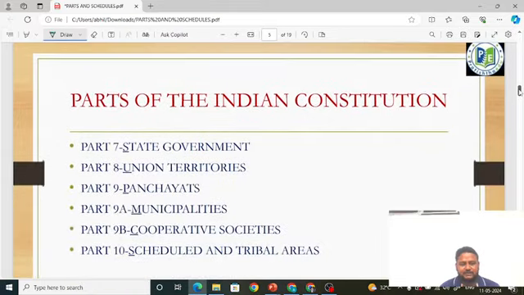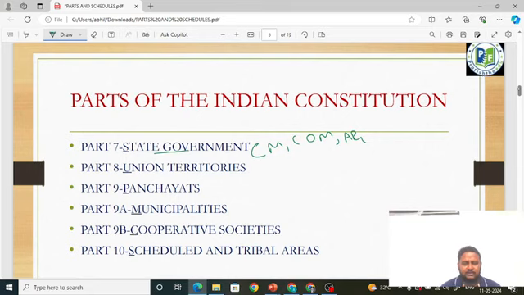Next, moving forward, we learn what part 7 is. See, part 6 talks about the union government. The union government will include who? Prime Minister, Council of Ministers, Attorney General and all these people. When it comes to state government, it will include the Chief Minister, their Council of Ministers, Advocate General. When it comes to state, it is Advocate General. When it comes to central, it is Attorney General. These are all very simple chapters, we will learn in detail.